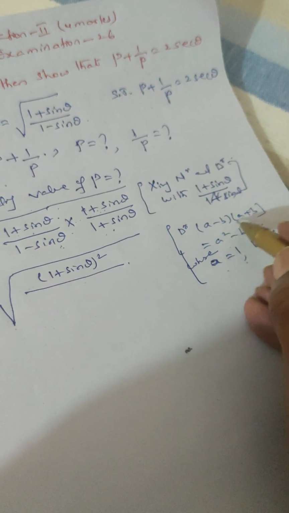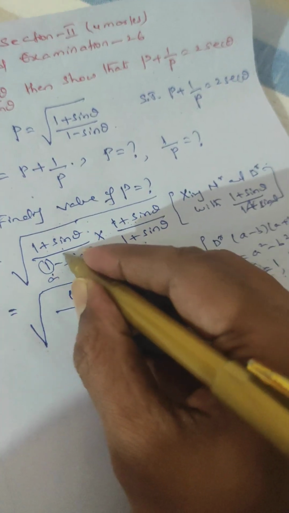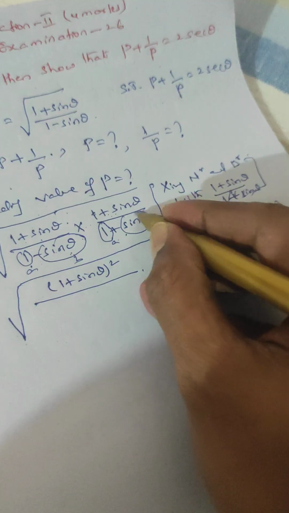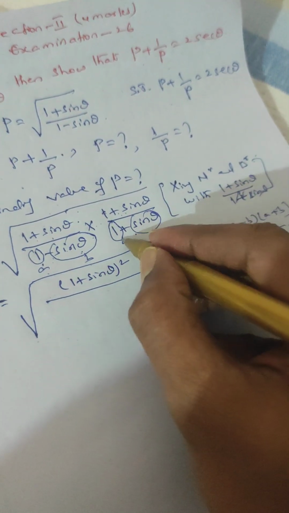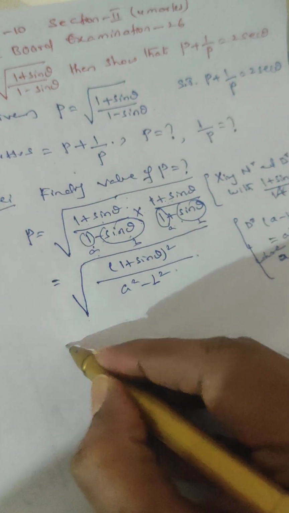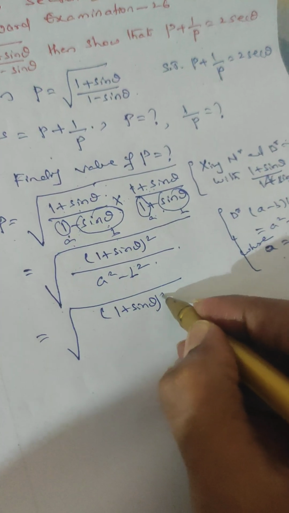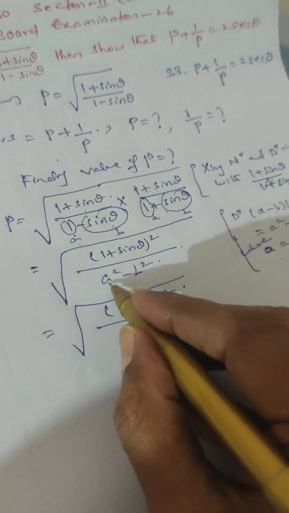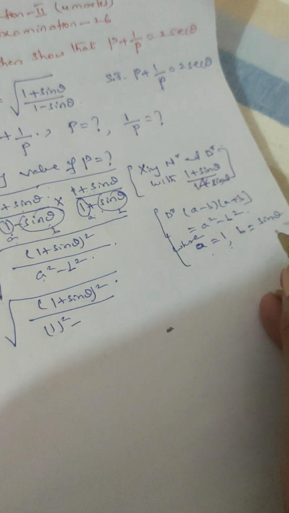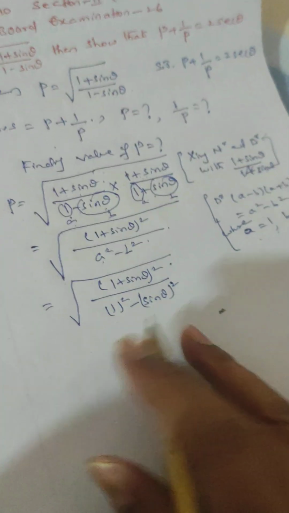So what is the formula of (a minus b) into (a plus b)? We can consider this value as a and this value as b, again this value as a and this value as b. So (a minus b) into (a plus b) is a square minus b square. Now that equals the square root of (1 plus sine theta) whole square, writing as it is, divided by, a can be replaced with 1 whole square, minus b replaced with sine theta whole square, or directly you can write sine square theta also.